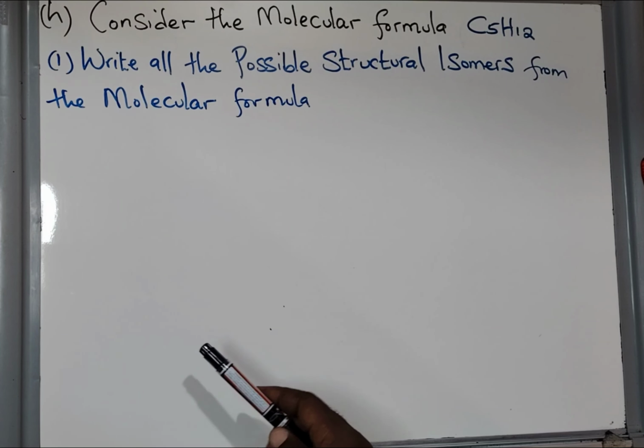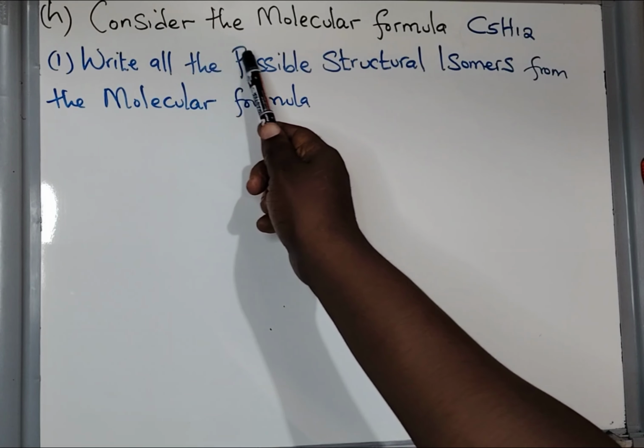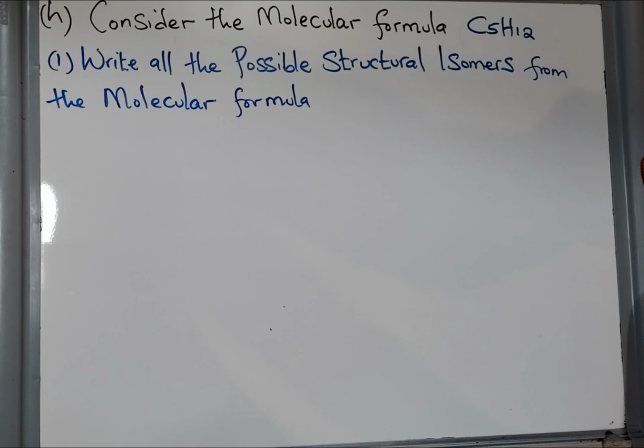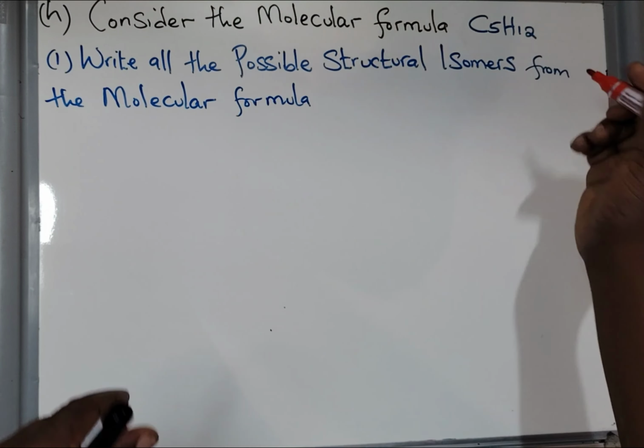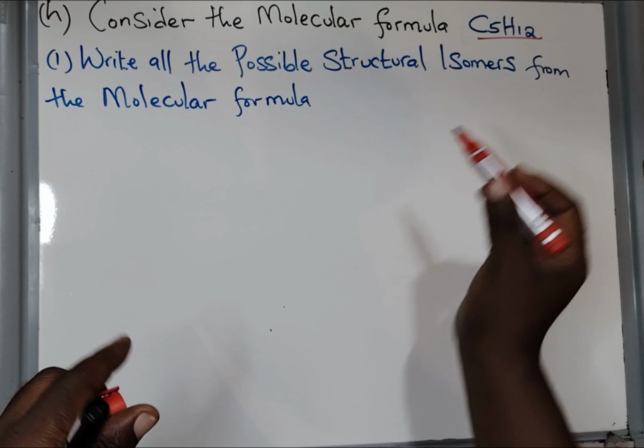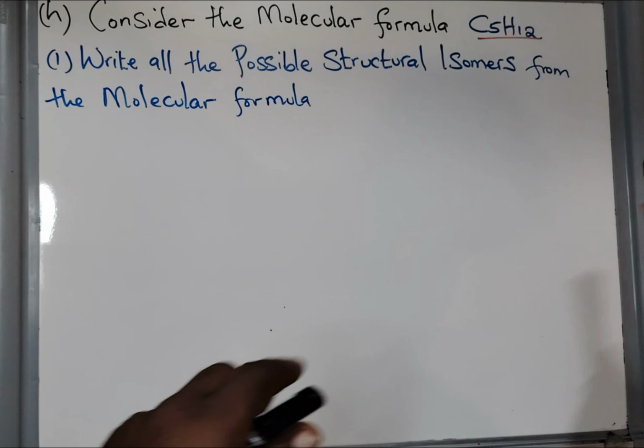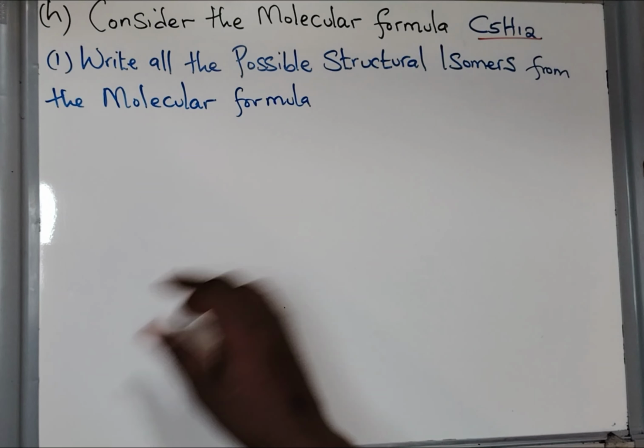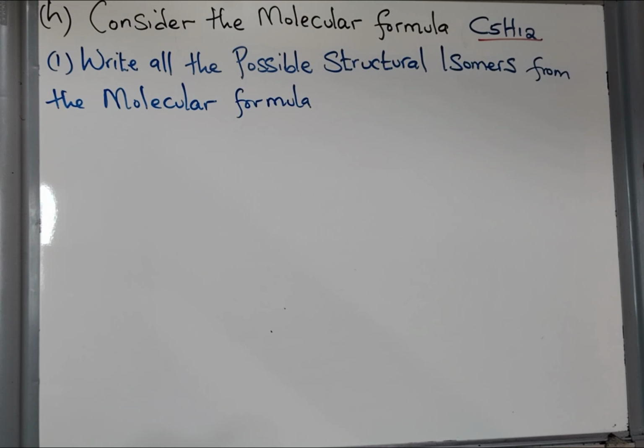Okay, today we are looking at this question. It says, consider the molecular formula. Write all the possible structural isomers from the molecular formula. So there we are. What are the possible structural formulas from this?